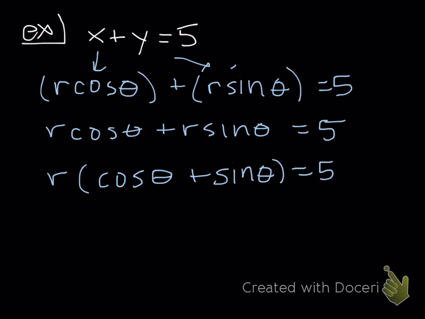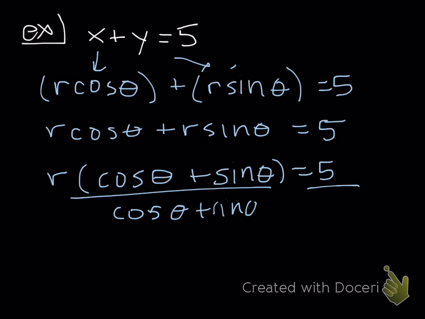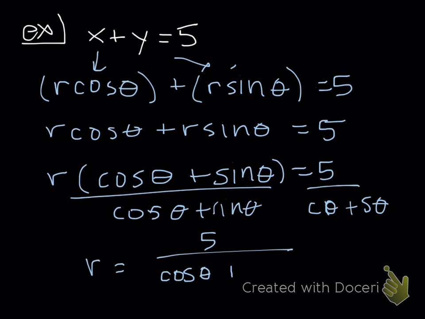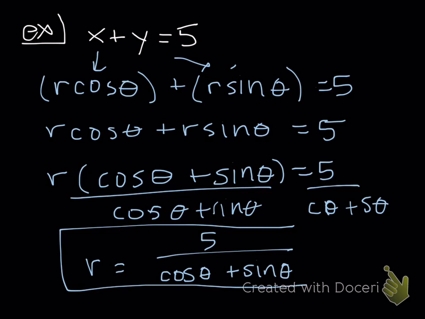And if my goal is to get r by itself, I would have to divide both sides by this quantity of cosine of theta plus sine of theta. And we know whatever we do to one side, we do to the other side. So our final answer for r is 5 over cosine of theta plus sine of theta. And now we've successfully converted this equation. So obviously this is an example of an easy one. We're going to do a more challenging one next.